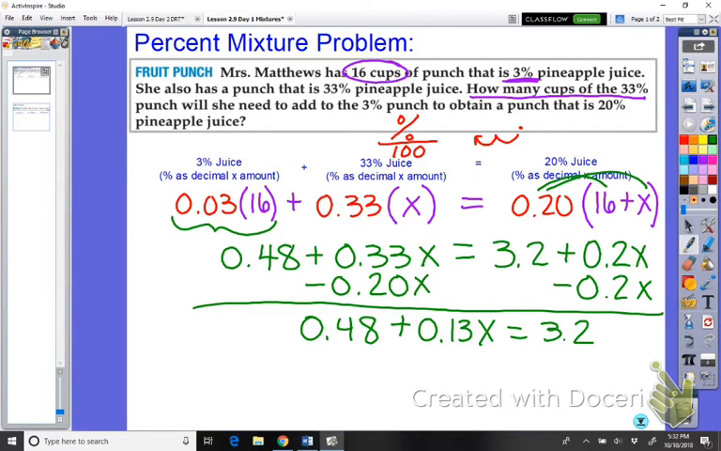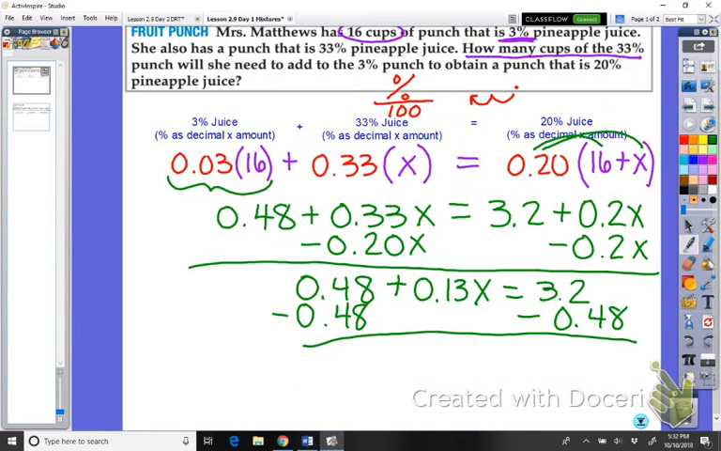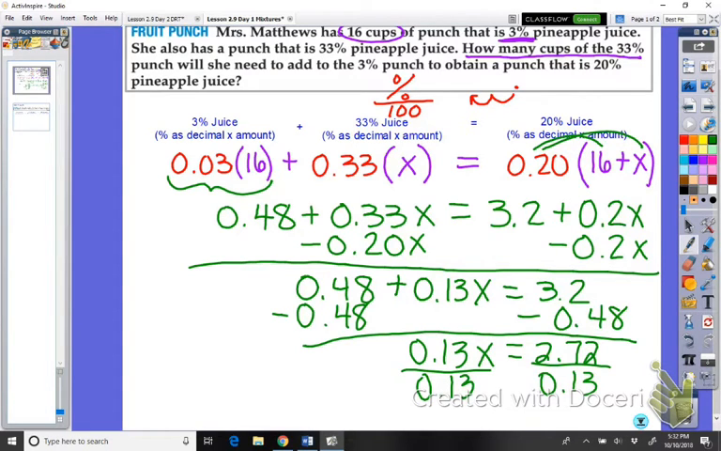Then you have to get your numbers to the same side, so subtract this decimal. And you get 0.13x is equal to 2.72. Divide both sides by 0.13. And you get x is approximately, to round it to the hundredth, 20.92.